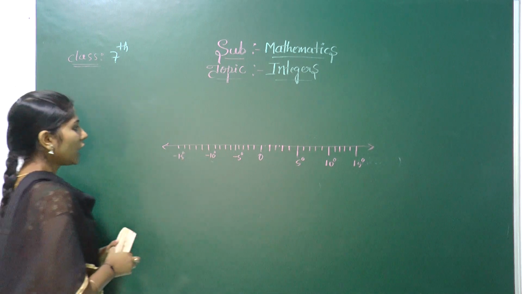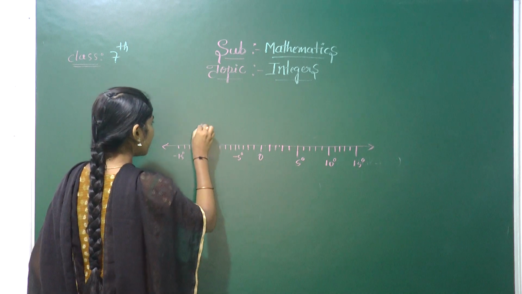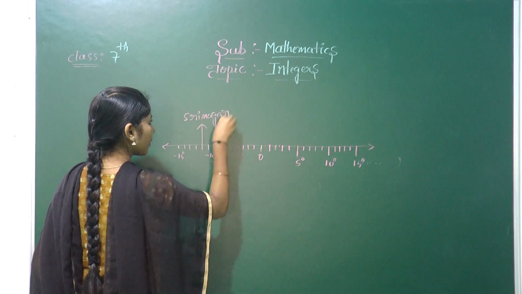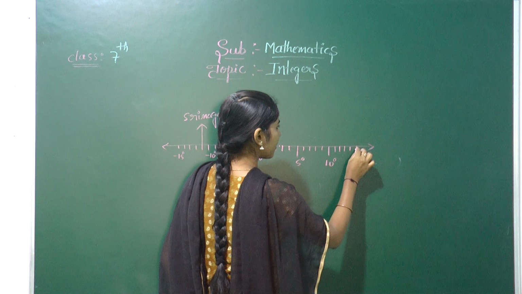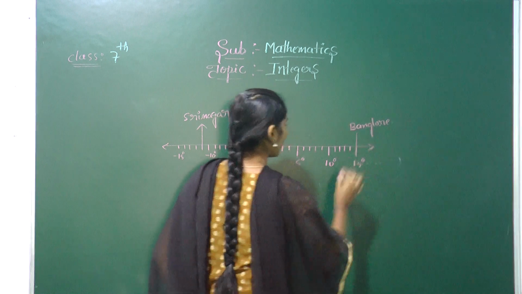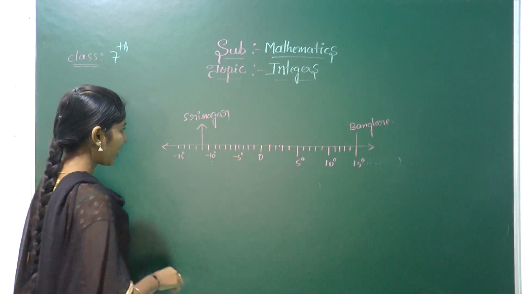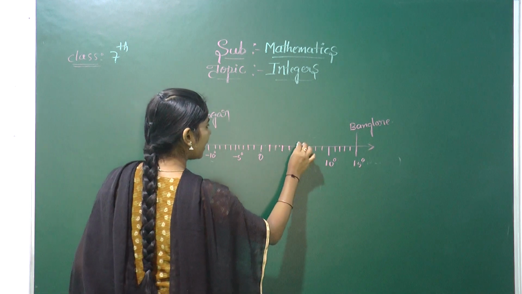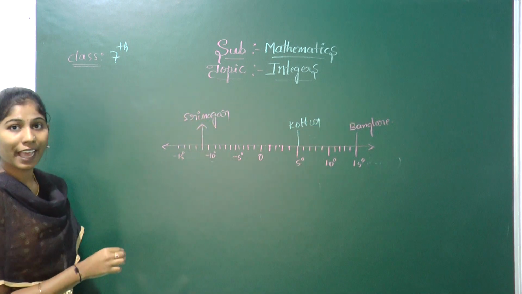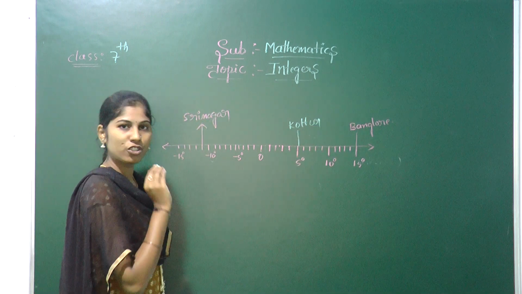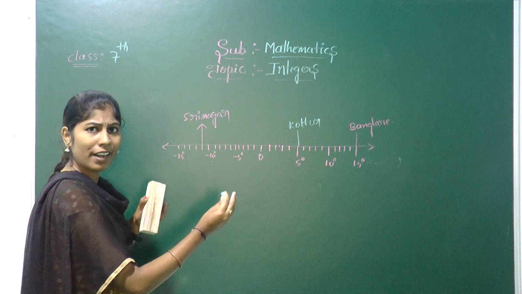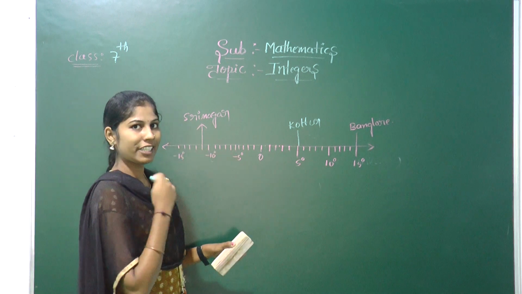Okay, temperature. Here I will take this as the temperature of Srinagar. I will take this as the temperature of Bangalore. And I will take this as the temperature of Kottur also. So this number line helps to find the temperature also. This is a common application of integers. By using this number line, we can tell the temperature of different cities.